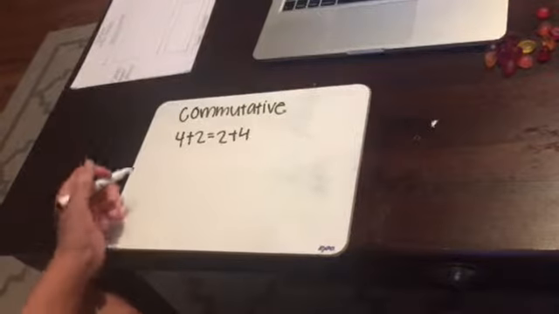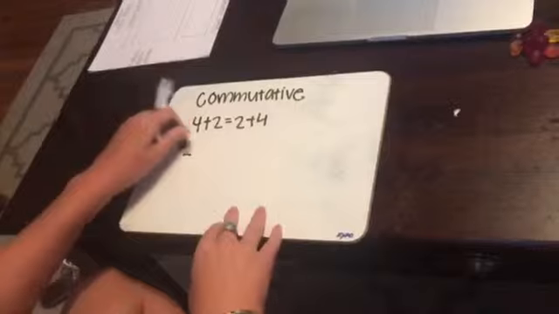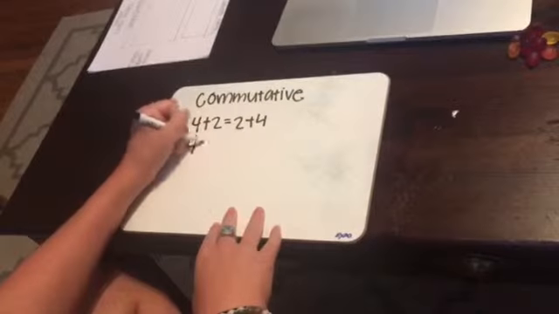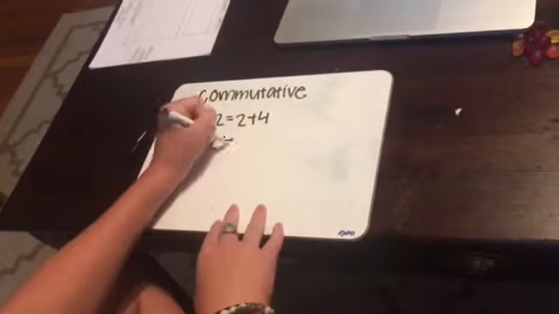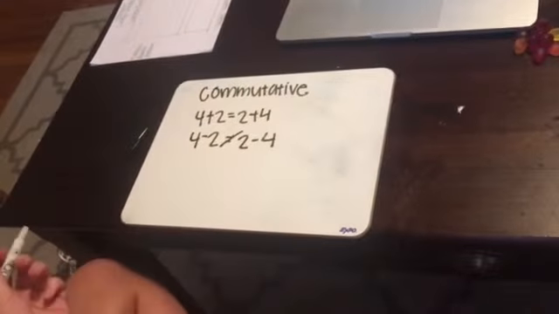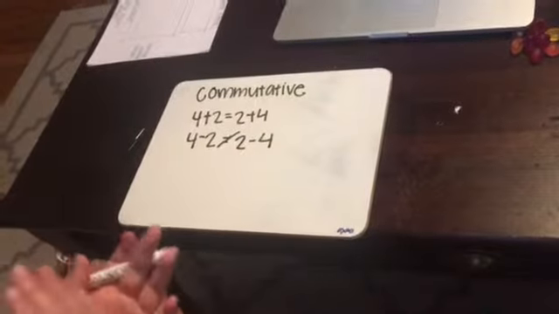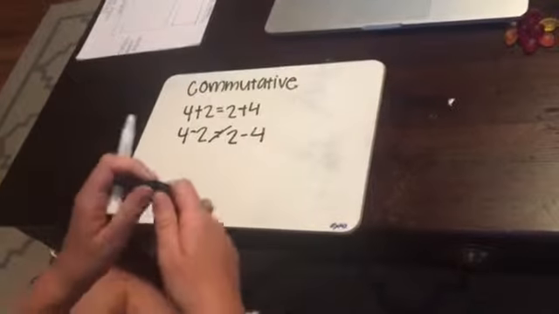But we're going to be working with subtraction. So say we did 4 minus 2. That would not equal the same thing as 2 minus 4. So here we can see that in subtraction, you can't mix and match what you do first. It has to be the way that it's stated in the word problem.